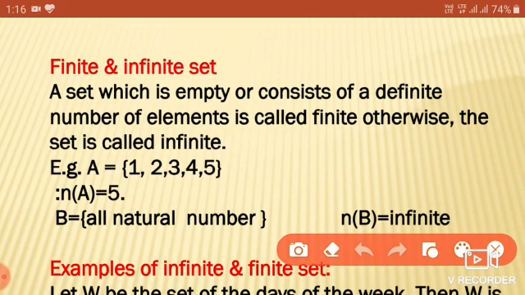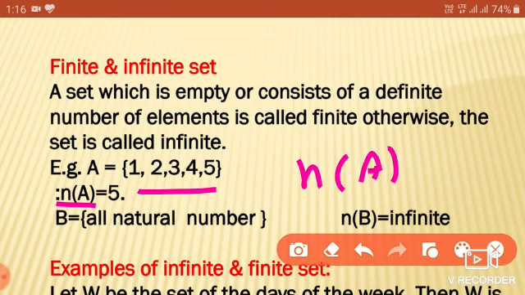For example, if you see A equal to {1, 2, 3, 4, 5}, how many elements are there? 5 elements. The number of elements in a set is denoted by n(A). So here n(A) is 5. So it is finite. We know there are 5 elements. Next, B, all natural numbers. Natural numbers means there are infinite numbers. So it is an infinite set.